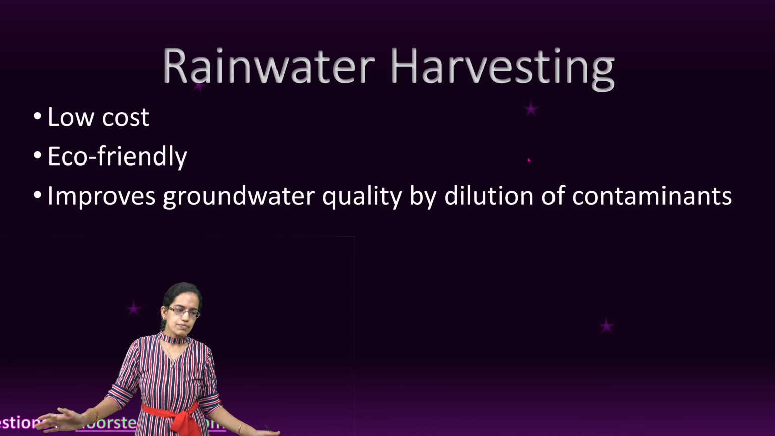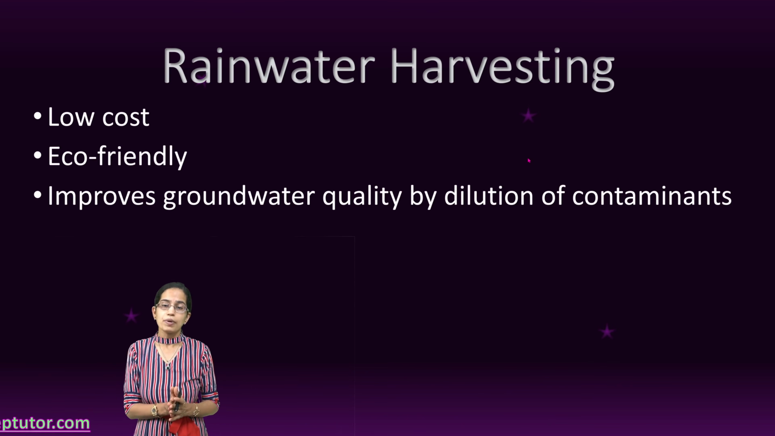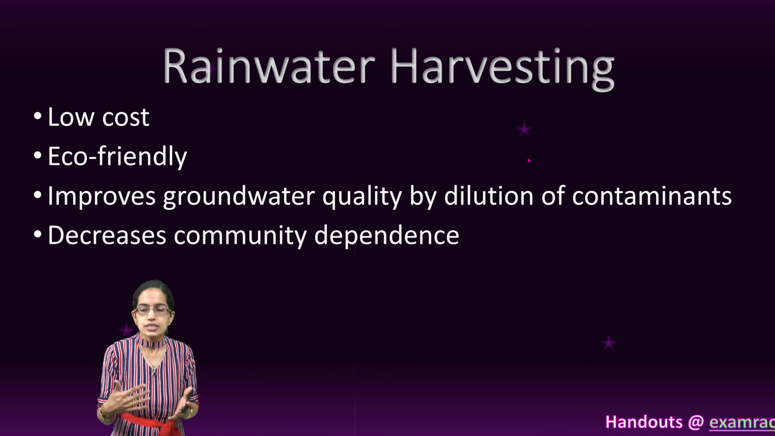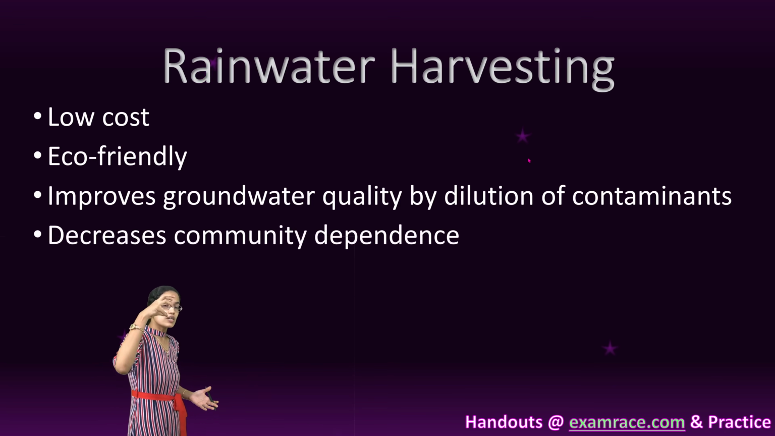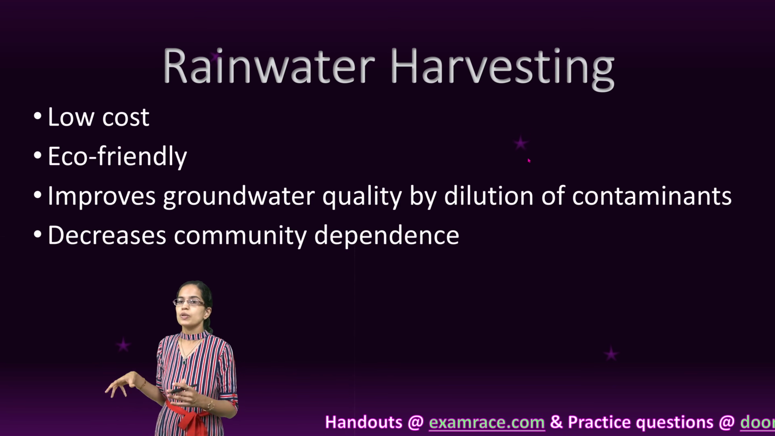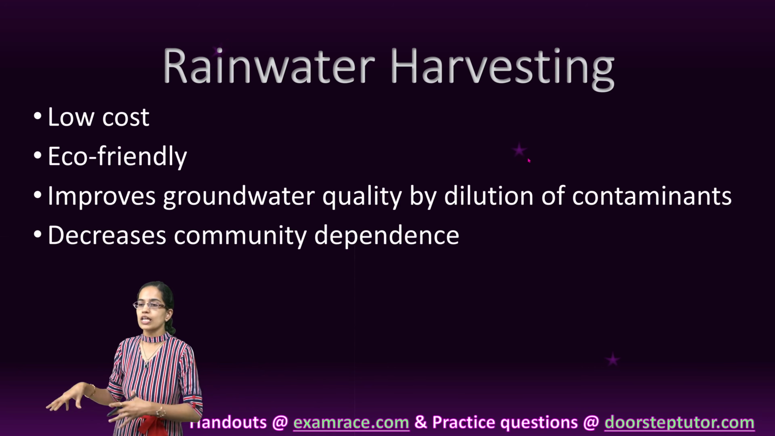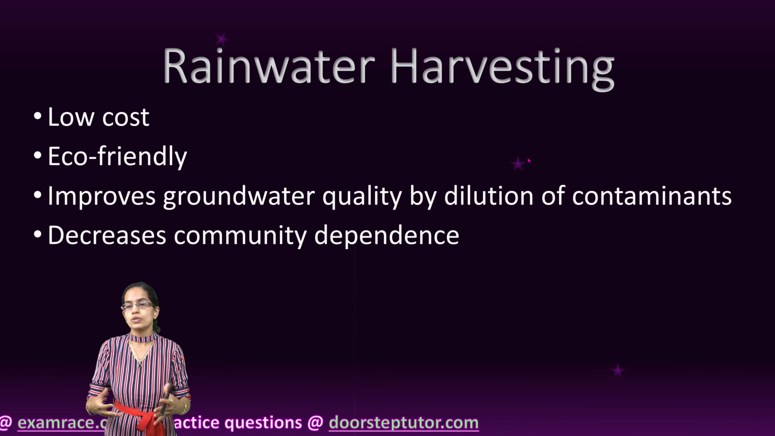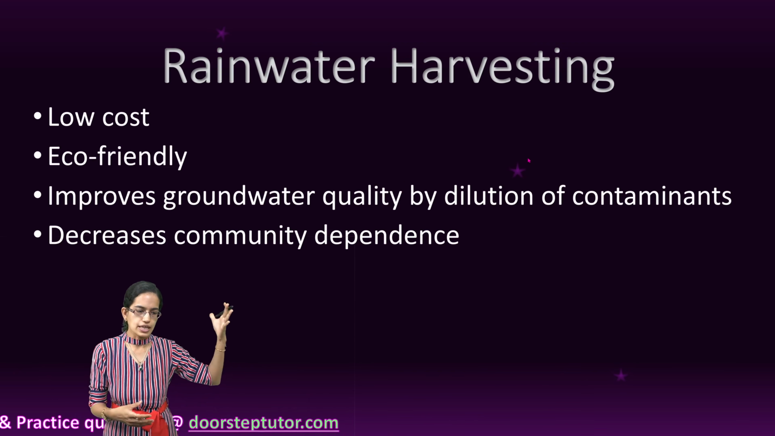Also, with this, we can bridge the demand-supply gap because we now have water availability throughout the year, which can be significantly utilized. The community dependence decreases because each of the household now have a capability to have rainwater harvested for themselves, which can be utilized for the lean months and the lean period.